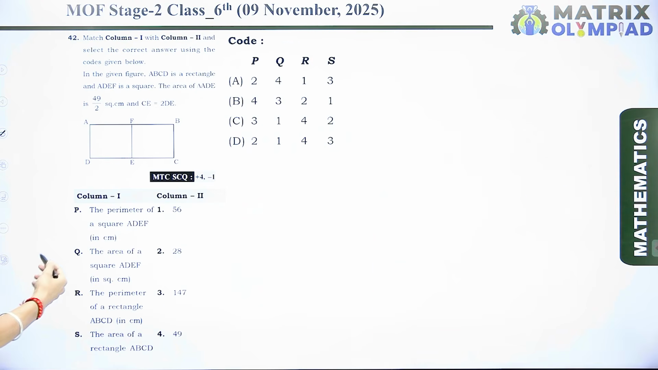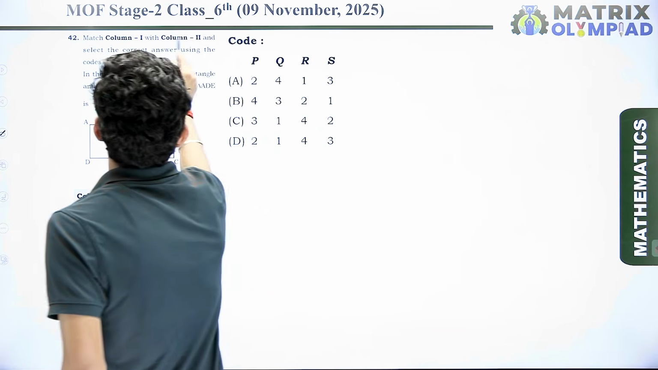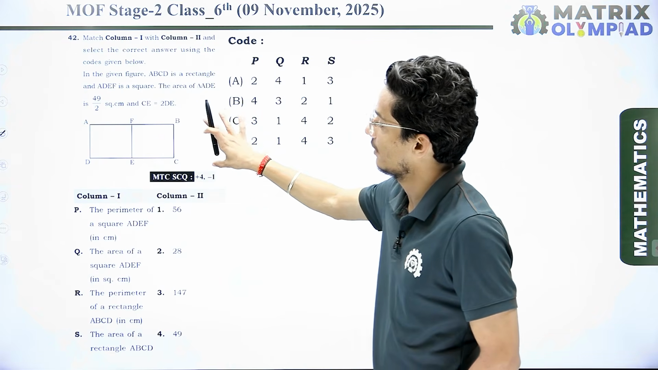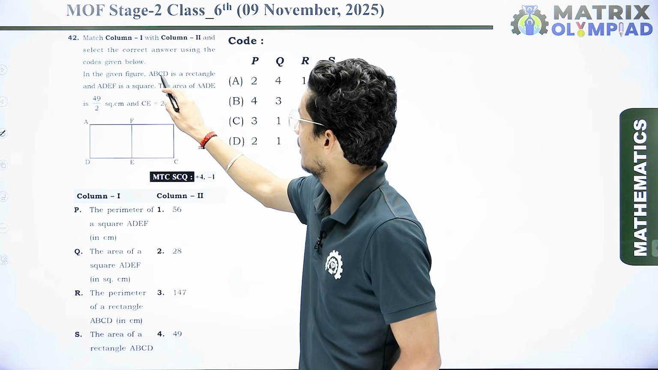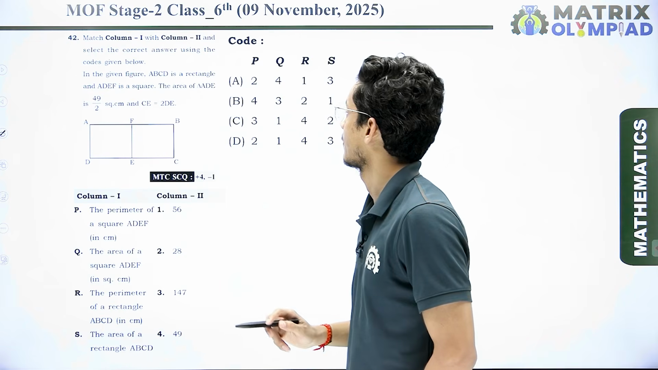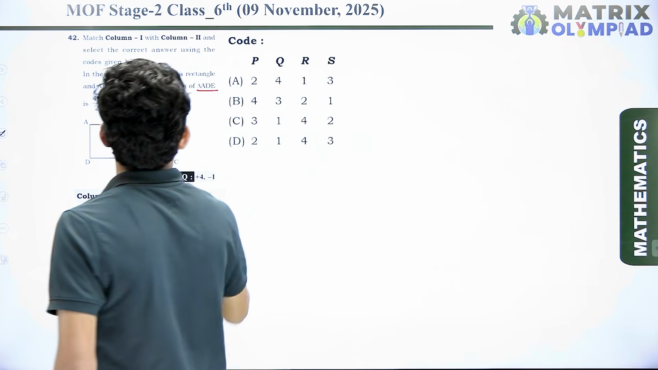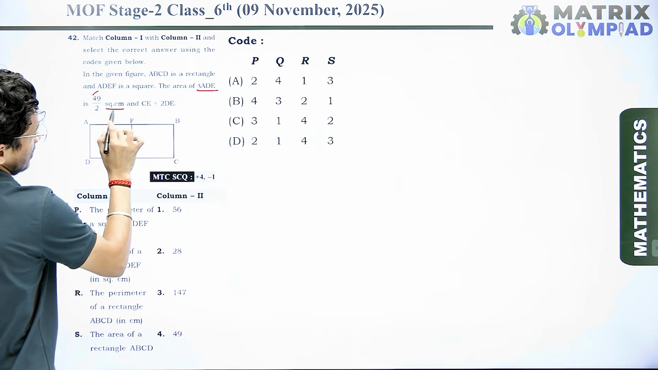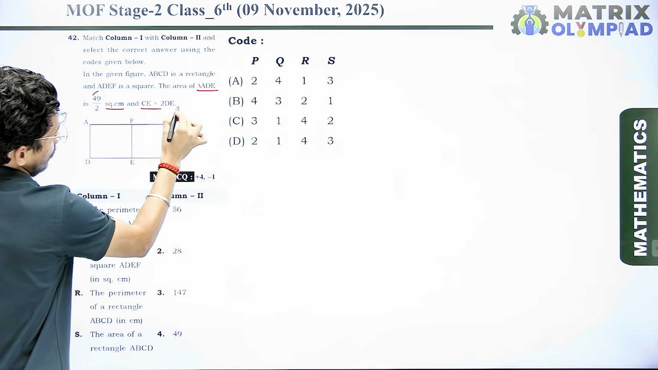So now if I talk about the next question, match column 1 and column 2 and select the correct answer using the code given below. So here we have a figure. In the given figure, ABCD is a rectangle and ADEF is a square. So the area of triangle ADE is 49/2 square centimeter and CE is equal to 2DE.